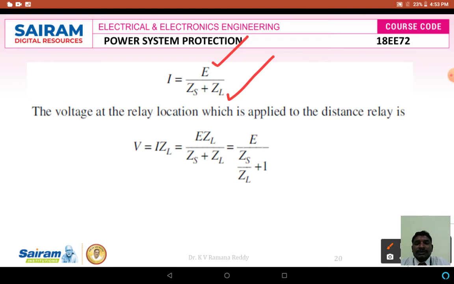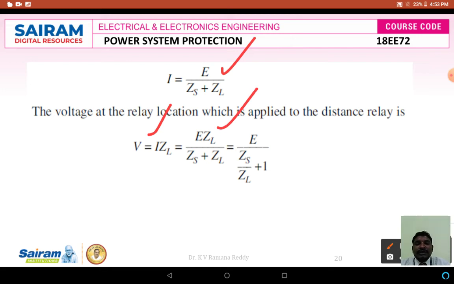The relay location voltage V is equal to its current into ZL impedance, because we are going to take only the impedance of ZL, because the relay is located after ZS. So here V is equal to I into ZL. Mathematically this is the formula, but here I means, we know that, E by ZS plus ZL. Here I am substituting in the place of I. This is the formula that I am getting here.